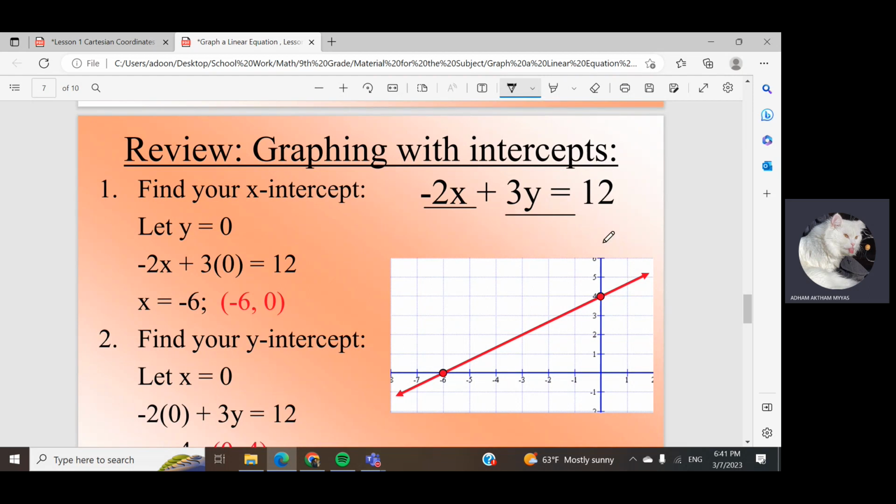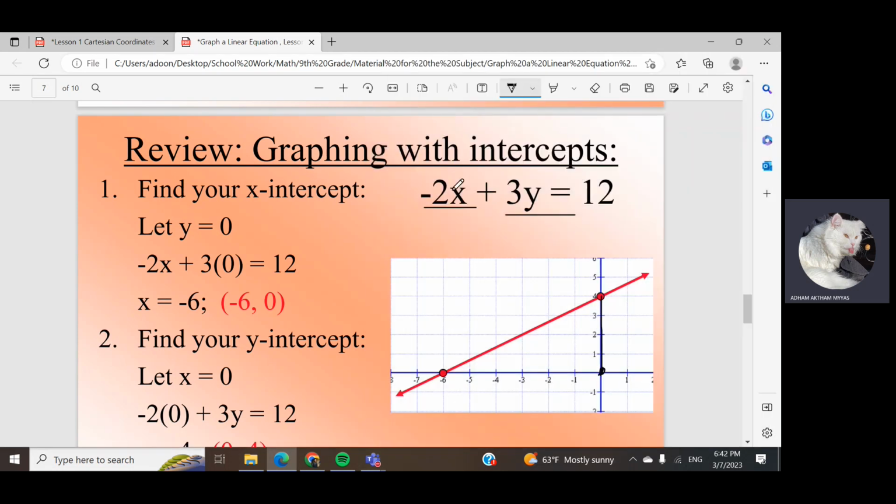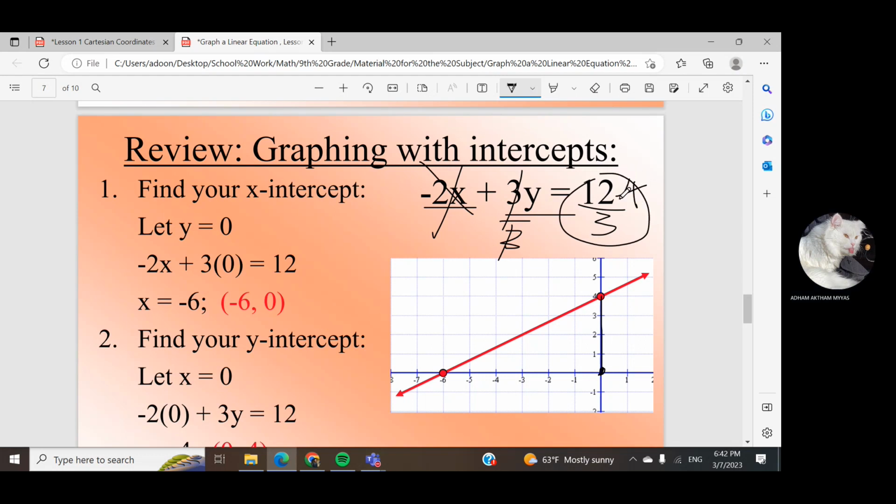If I want to know where I'm crossing the y-axis, what should I do? Just put x equal 0 so I can see where I'm crossing the y-axis. Here, if I put x equal 0, I'm removing this side. It's just 3y equal 12, divided by 3 on both sides. So it's 4. So it's here.